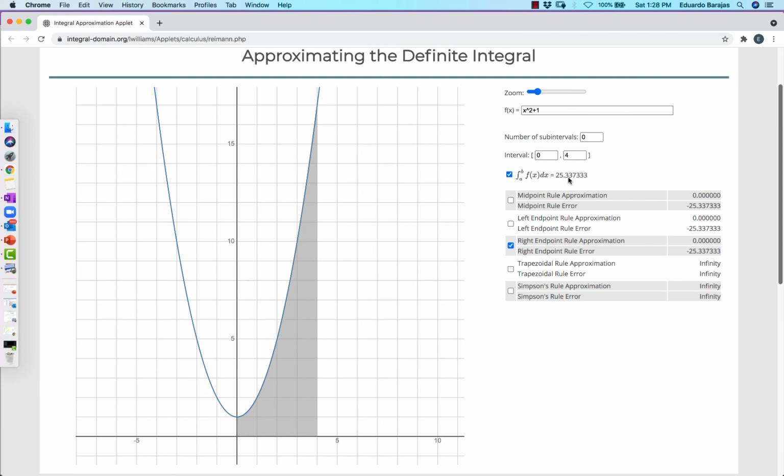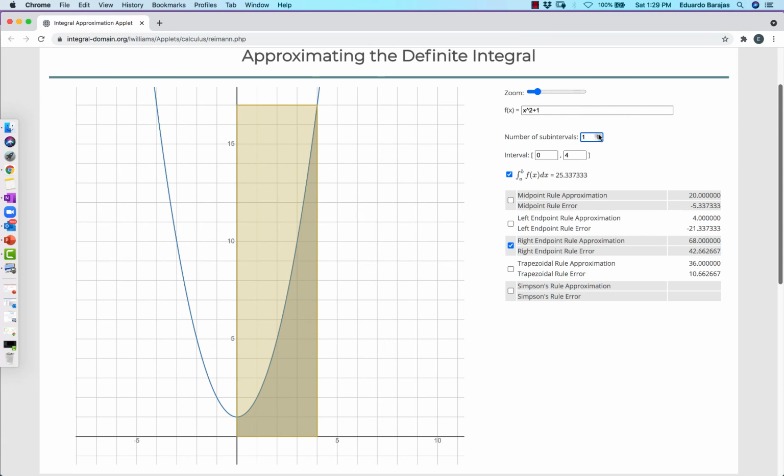Okay, and then if we keep track of the right end rule, where all the rectangles have a height determined by the rightmost point at the base of each rectangle, the right end point, then when we had one rectangle, we got that the approximation was 68. So this would be 4 times this height, 4 times 17, right, this is 17, is 68. So that was that first initial guess. Obviously, the answer is 25.33333, so 68 is a pretty terrible guess, but it's a place to start.